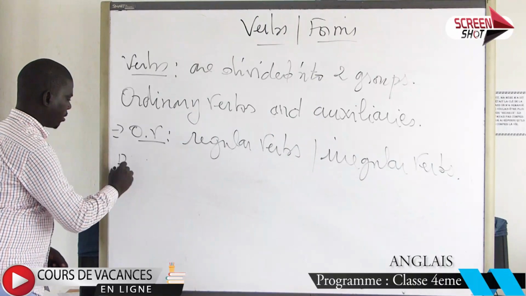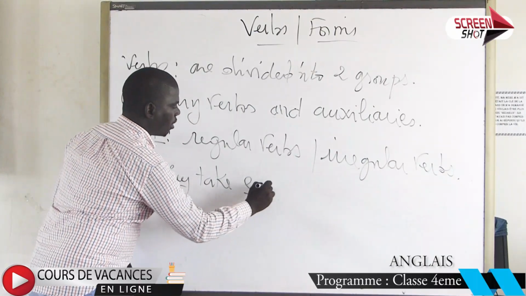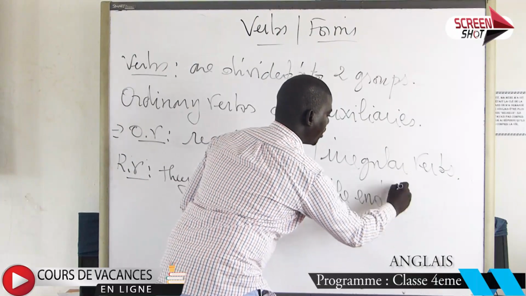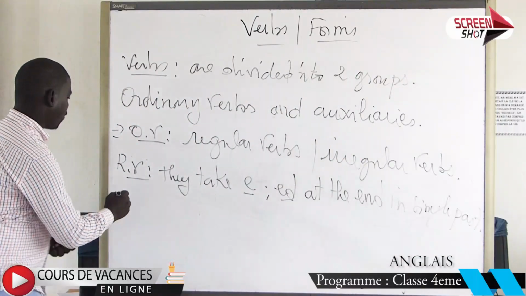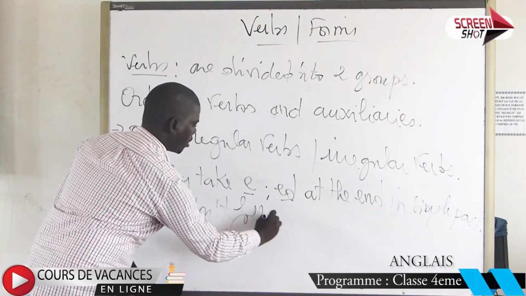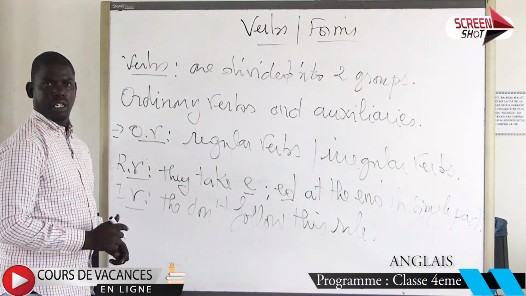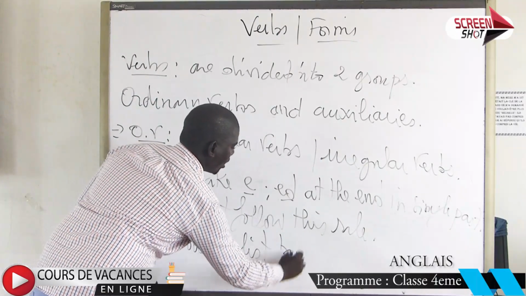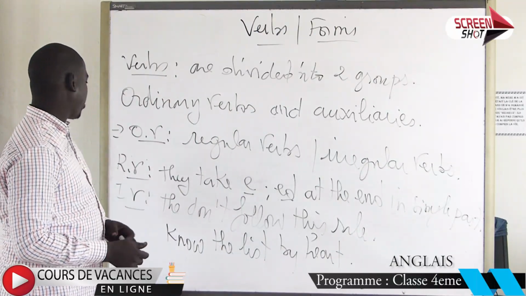Now, for the regular verbs, they take e or ed at the end in simple past. That's why we say they are regular verbs. And now, for the irregular verbs, they don't follow this rule. It means they don't take ed or e. What we have to do is to know the list by heart. We don't have a set form for these irregular verbs.